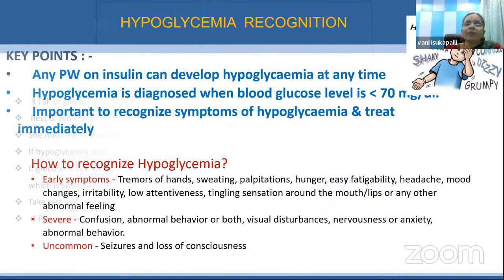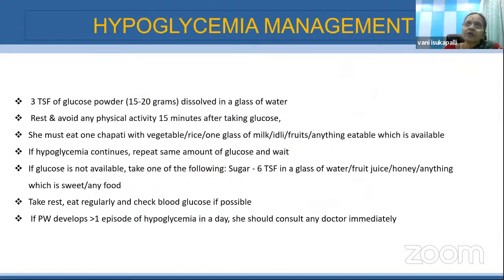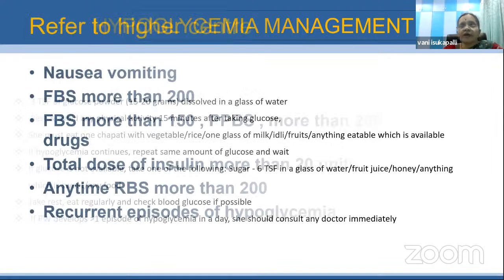And how to manage hypoglycemia? So there are certain small tips which can be implemented at household level. That is immediately giving some glucose powder or sugar and asking her to rest, and then do the blood sugar again and then repeat it. In the majority of cases, 99% of the cases, this sort of management with household items is more than sufficient. But some cases need to be referred.